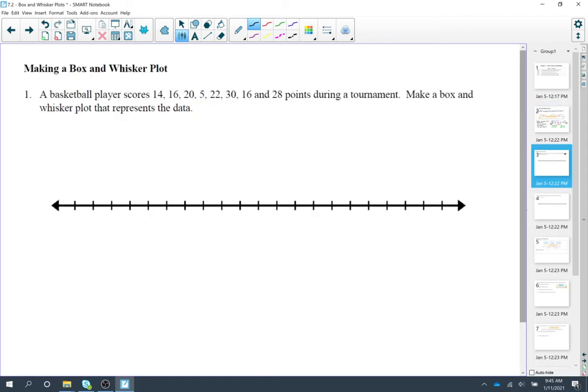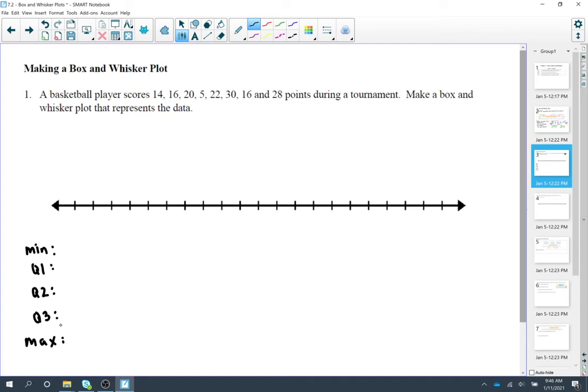Example 1, making a box and whisker plot. A basketball player scores 14, 16, 20, 5, 22, 30, 16, and 28 points during a tournament. Make a box and whisker plot that represents the data. So first of all, if we're going to make a box and whisker plot, we need the 5-number summary. So we're going to have a min. We're going to have a Q1. We're going to have a Q2. We're going to have a Q3. And we're going to have a max.